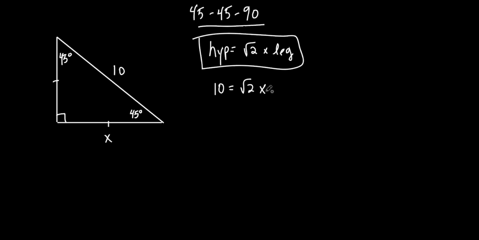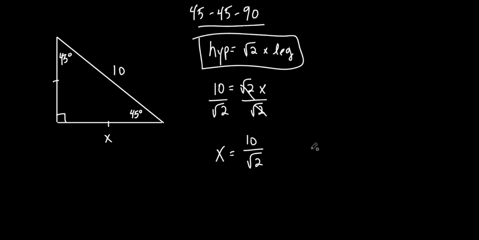If I want to get x by itself, I divide by the square root of 2. Divide this by the square root of 2. That cancels, that cancels. Now, look what we have. We have x equals 10 over the square root of 2. Do you remember on Friday what we said about this? Can you leave your answer like this and circle it?